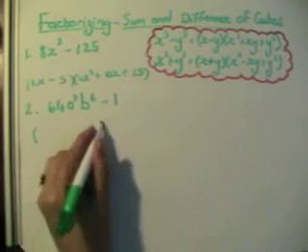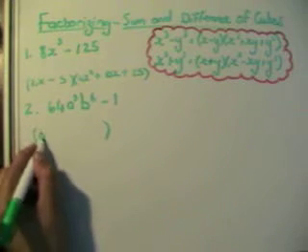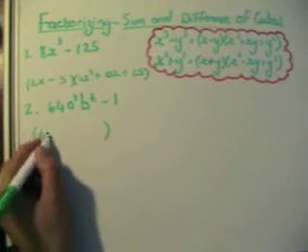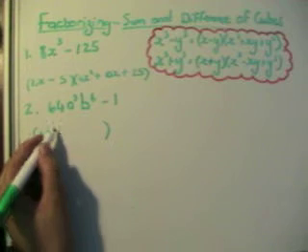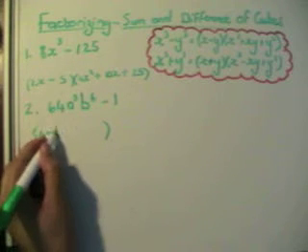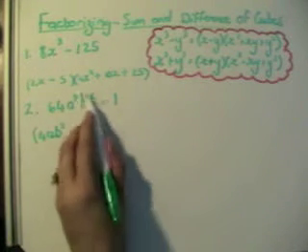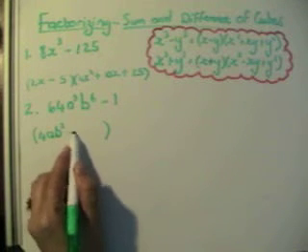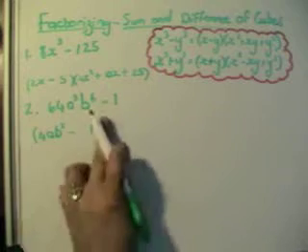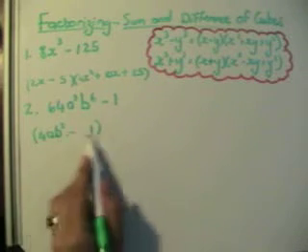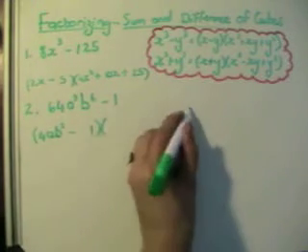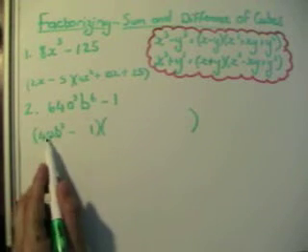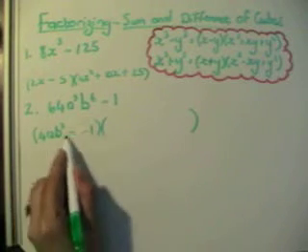So the cube root of 64 is 4, the cube root of a cubed is a, and the cube root of b to the power of 6 is b squared. I just divide that by 3. And then the cube root of 1 is just 1. Alright, and now this is my first bracket. For my second bracket, I'm going to square this, square every single term.